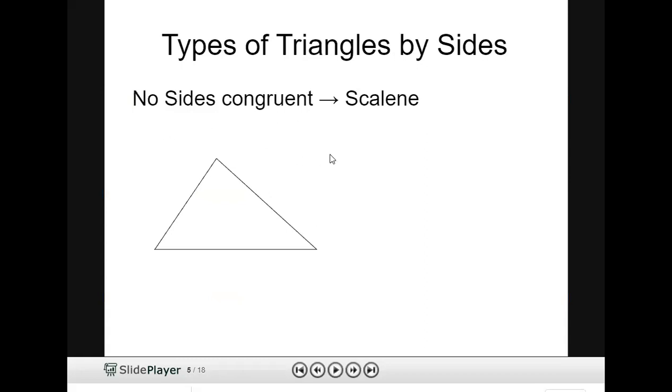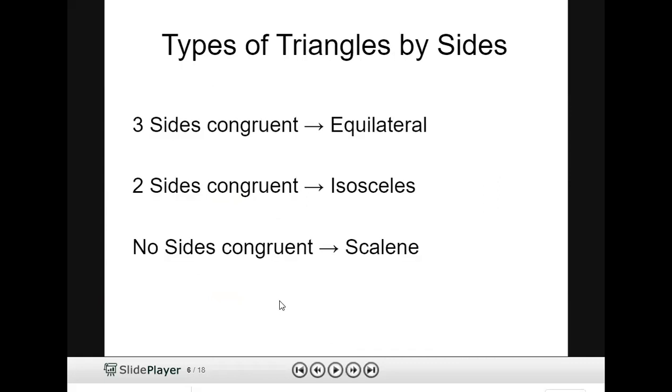If no sides are congruent, we call it a scalene triangle. First, the equilateral triangle, where all sides are equal in length. Second, the isosceles triangle, where two sides are equal in length. Third, the scalene triangle, where all sides are different. This is the summary of types of triangles by sides: sides congruent, equilateral; two sides congruent, isosceles; no sides congruent, scalene.